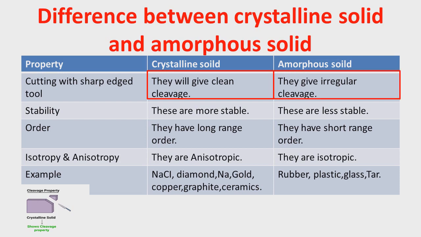Amorphous solids give irregular cleavage. It means that they also break into two pieces but with an irregular surface. Now you can see in this image, amorphous solid does not show the cleavage property. It means that they do not give a clean cut after cutting with a sharp edge tool.